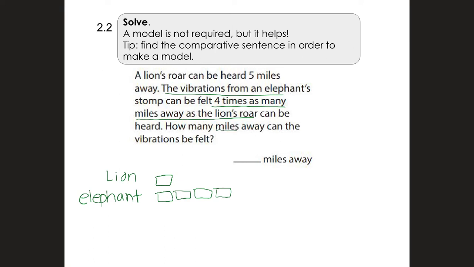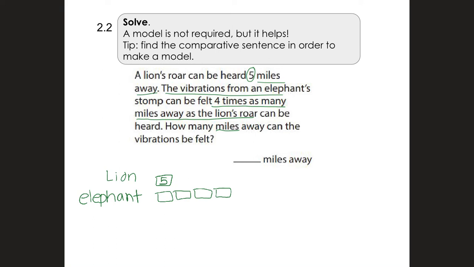How many miles away? Where else does it talk about miles in this story problem? Let me read again. A lion's roar can be heard 5 miles away. Okay, so the lion's roar can be heard 5 miles away. And the elephant stomp can be felt 4 times. Okay, so I have my 4 boxes.